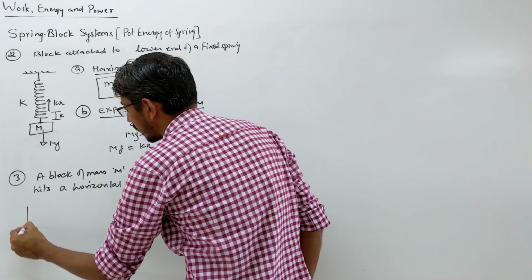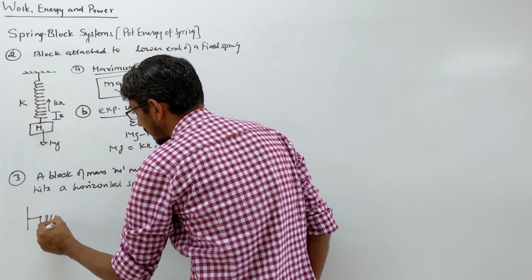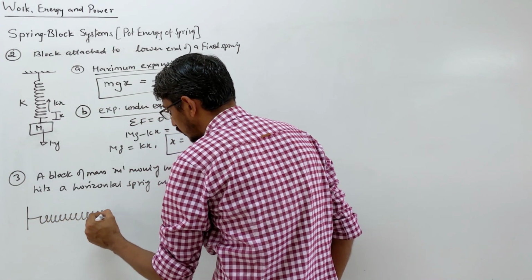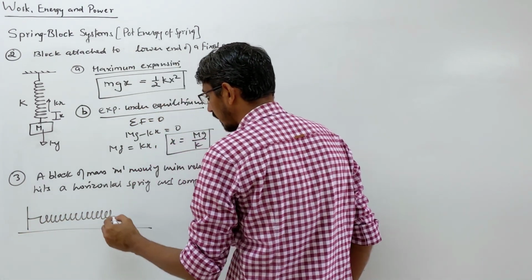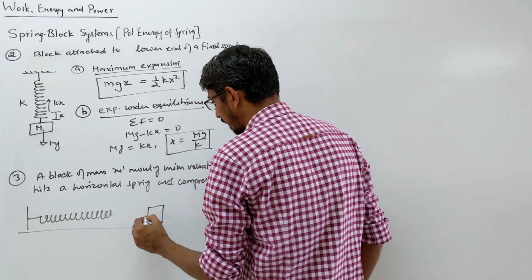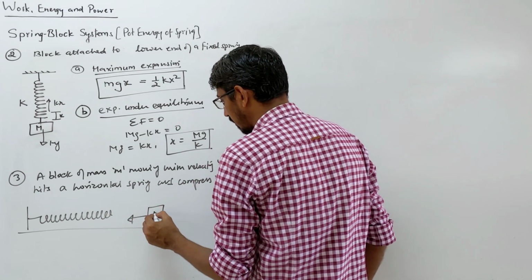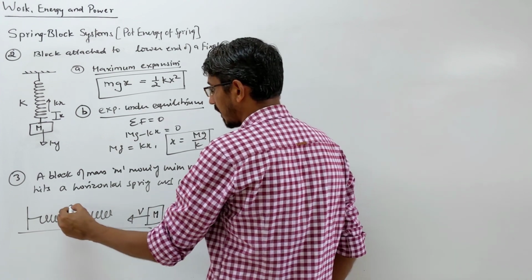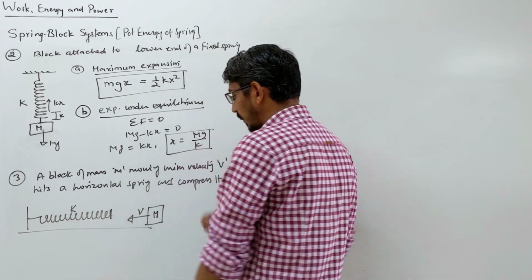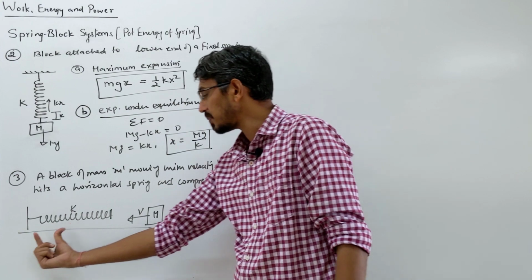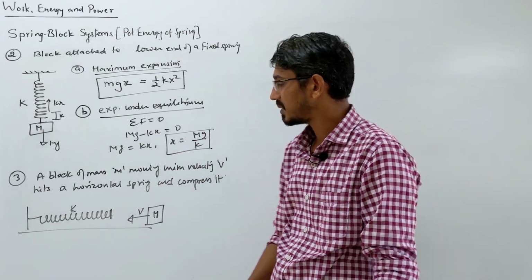So this type of question we are talking about: suppose this is a spring placed on a horizontal, smooth floor. A block is coming like that way, with mass m and velocity v. This is the spring with spring constant k. When this block hits the spring, it will compress the spring.